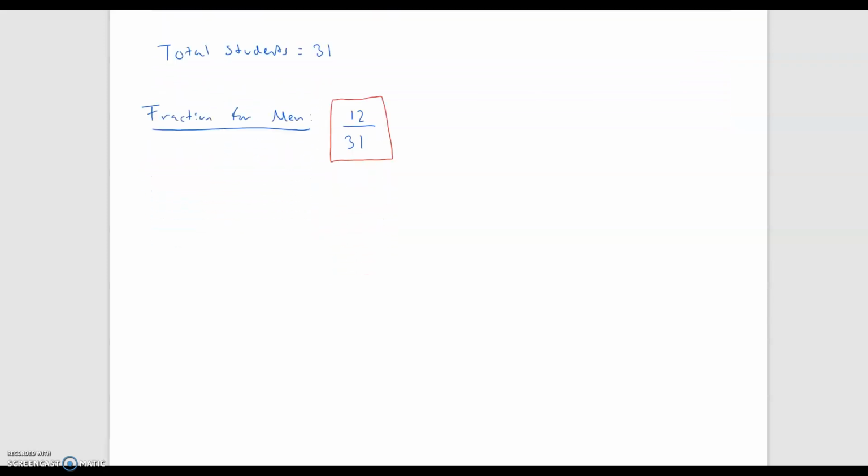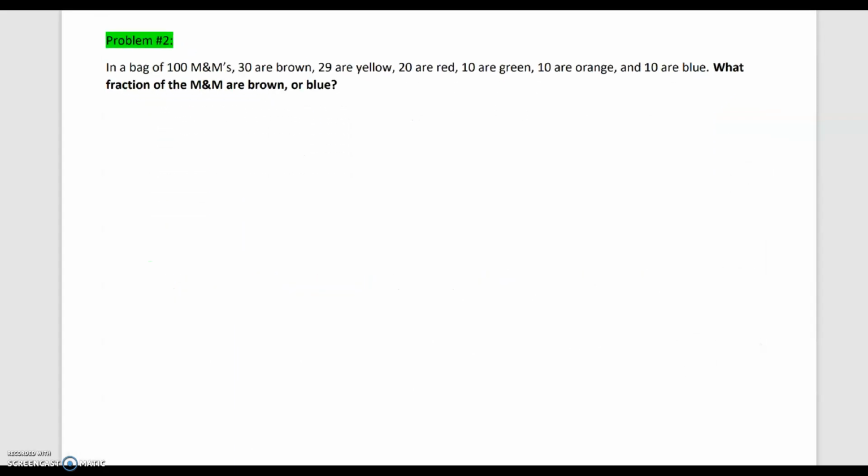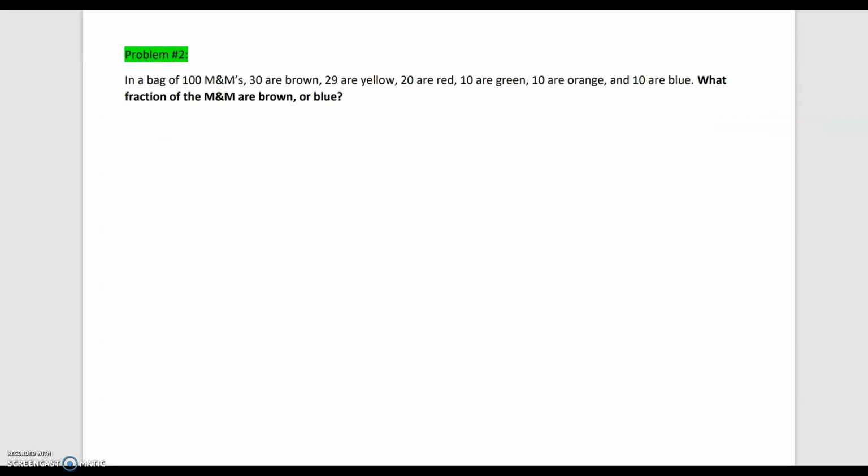A variation of problem 1 is going to be similar to problem 2, except that this one's a little bit tricky. "Or" means sum in math. Let me just write what we know. So the total of the M&Ms is equal to 100, and they want a fraction.